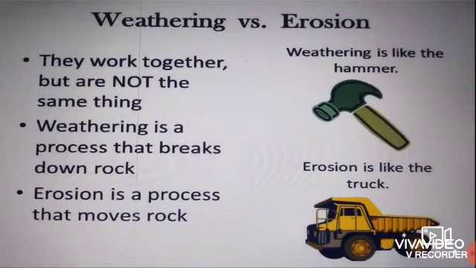So, let us understand the basic difference between weathering and erosion. Weathering is like a hammer, but erosion is like a truck. So, weathering is a process that breaks down rock, and erosion is a process that moves rock. So, first, weathering takes place and then erosion occurs, or simply we can say that weathering leads to erosion.